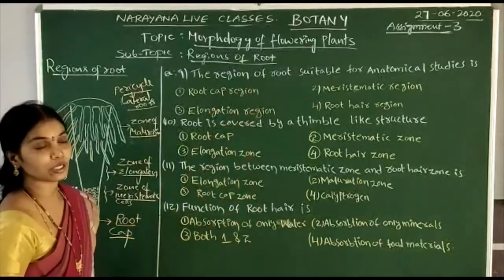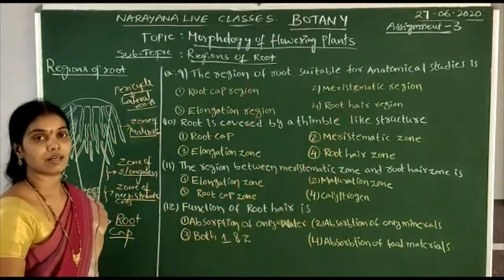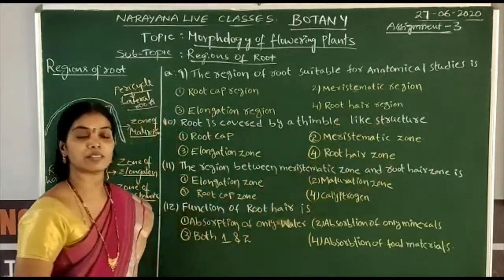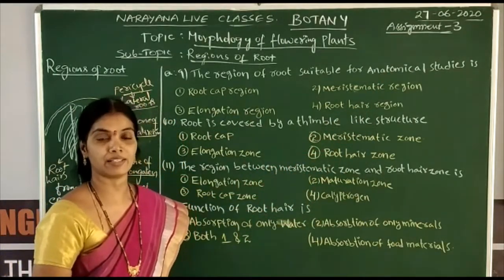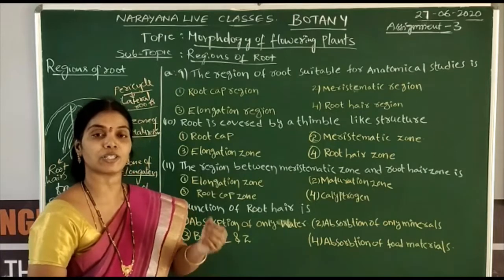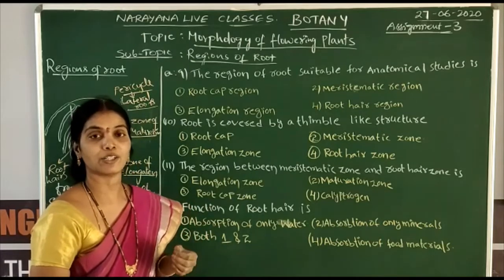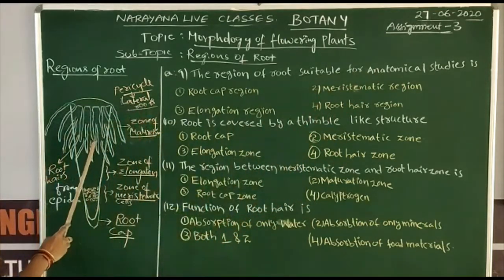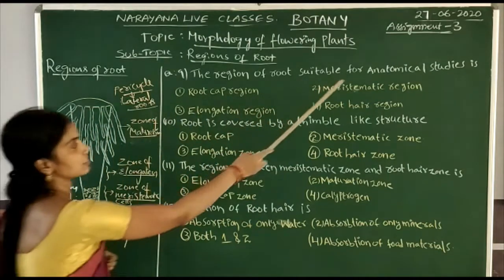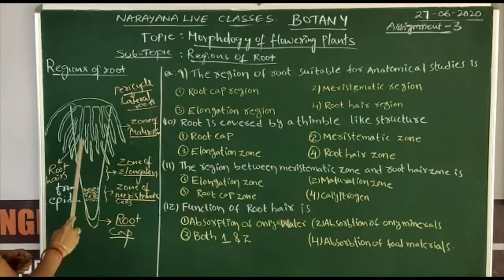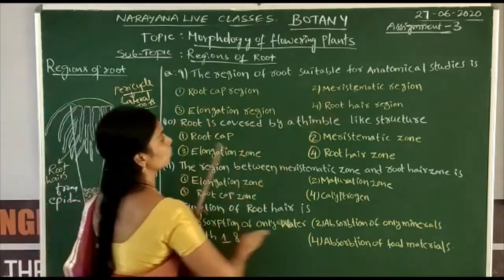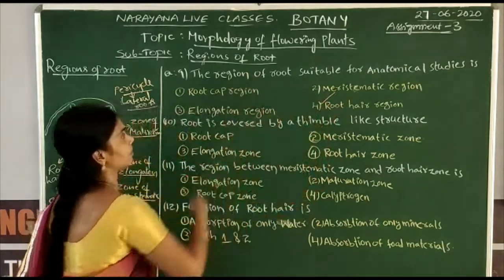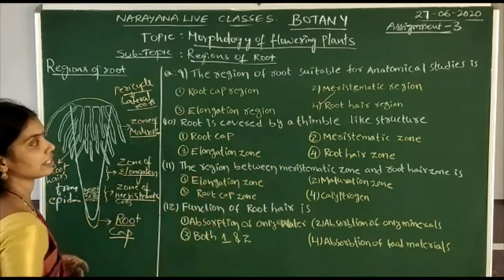The reason of root suitable for anatomical studies is. See children, anatomical studies means internal organization of plants related study. So if you study the structure of internal organization, and here the matured cells present in the root region, where they are located, children? Where you can see the root hair formation. There you can see matured cells. So anatomical studies are done in matured cell region, where we can see the root hair formation. That's why the answer for the ninth question is fourth option, that is root hair.